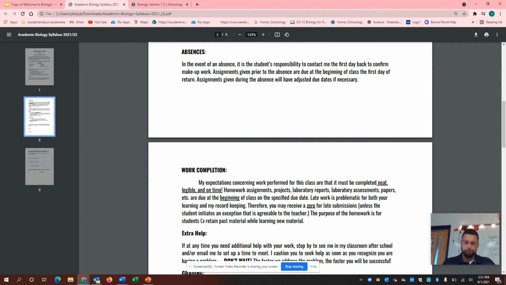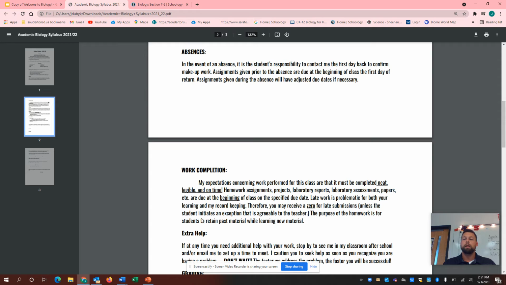Work completion. My biggest thing is that students, when they turn in work and are performing any worksheet, lab, test, anything like that, that their work is neat, legible, and on time. I really emphasize effort in this course. If they can show me and demonstrate and model that they understand the concepts and then they can make the connections from what we're learning in class to labs and to tests, then that is my goal. Okay. And that's what I'm looking for.